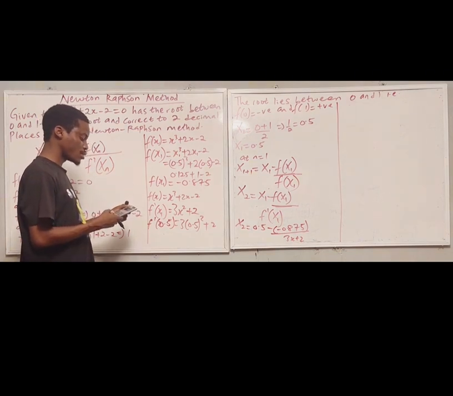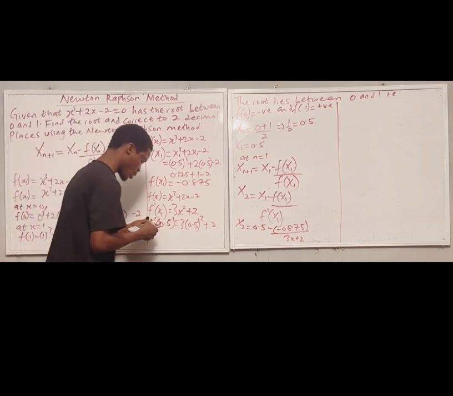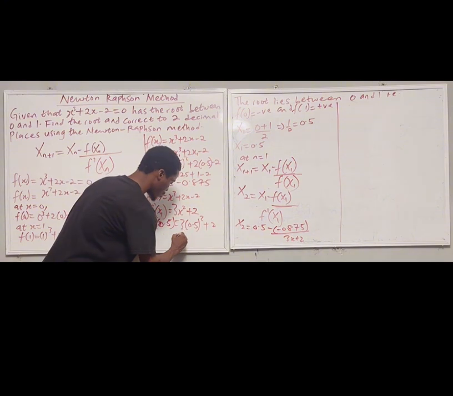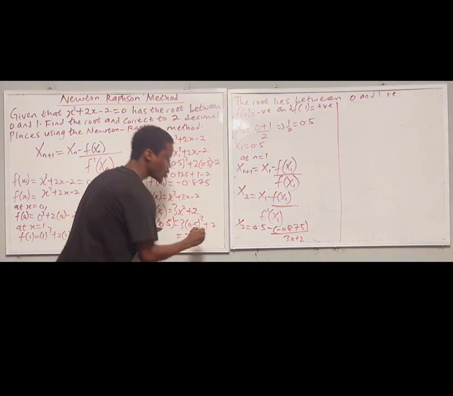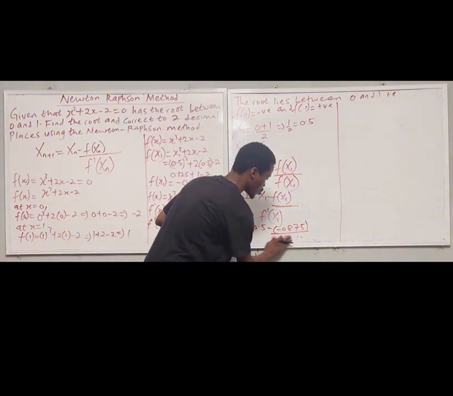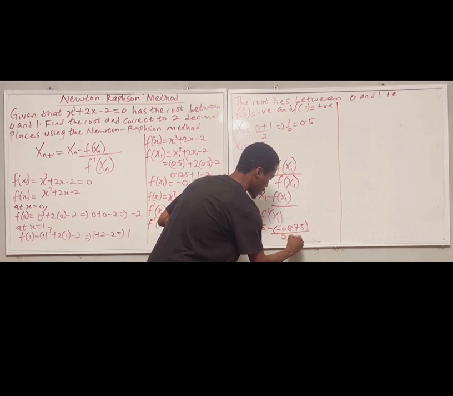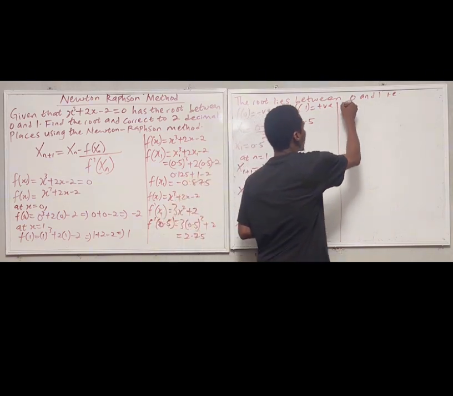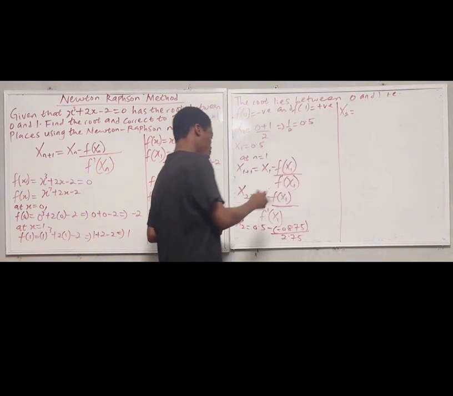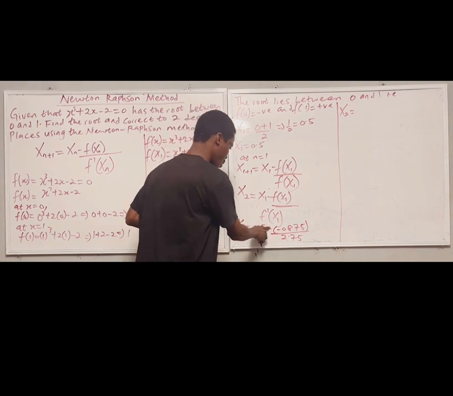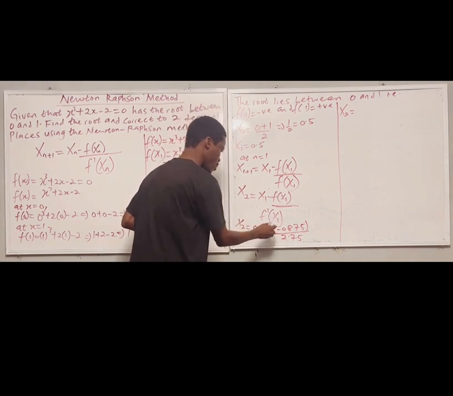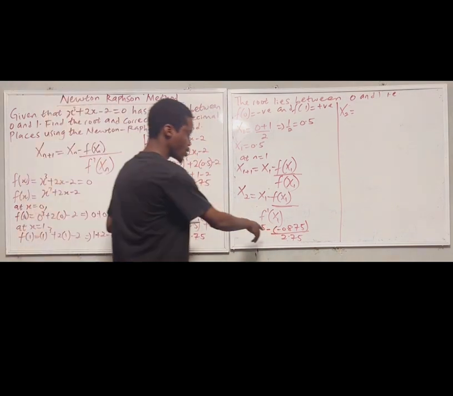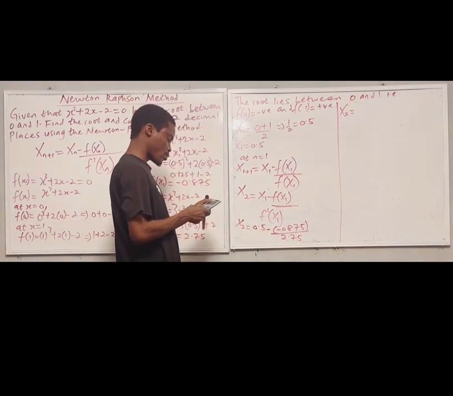0.25 times 3, I have 0.75 plus 2. I have 2.75. So my s2 will now be, if I calculate, this here is minus already. So here, minus 0.875 divided by 2.75.